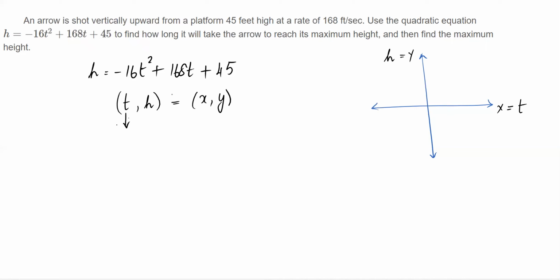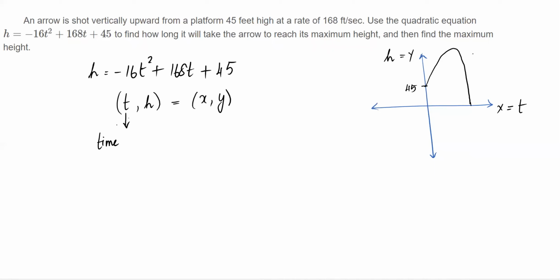So let's come back and see what this t represents, because now it's the t-axis and the h-axis, right? So t represents, where are we? The time. This is an arrow that's shot upward from a 45 feet high platform. So let's say 45 feet was up here, right, from the ground. Then your arrow is shot upward, and then it's going to come down and reach the ground, right? Actually, I shouldn't put the arrow because it can't go past the ground. So it reaches the ground.